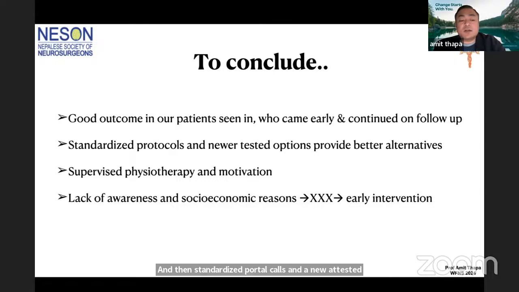And of course, the lack of awareness and the socioeconomic reasons are something we need to fight, so as to allow our patients to have early intervention as soon as possible.